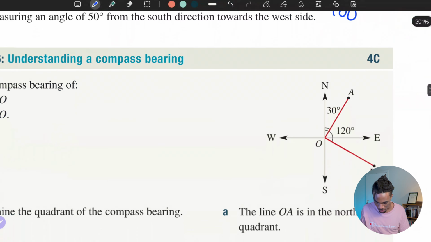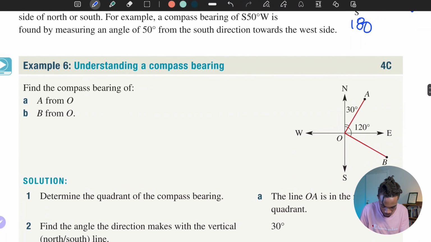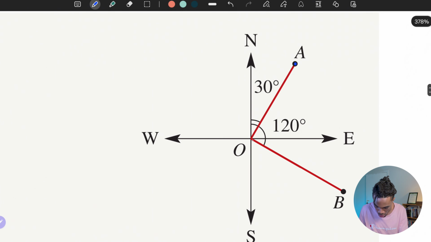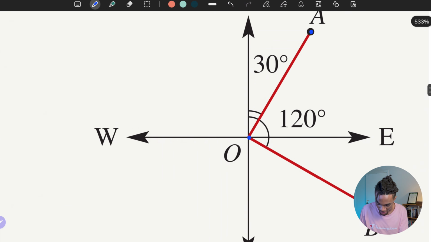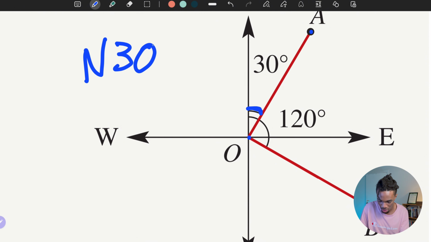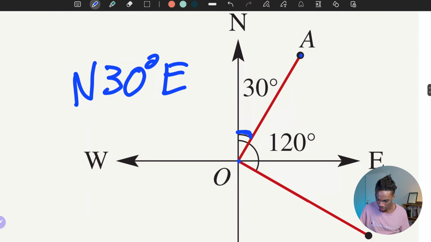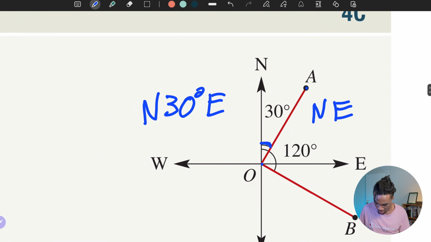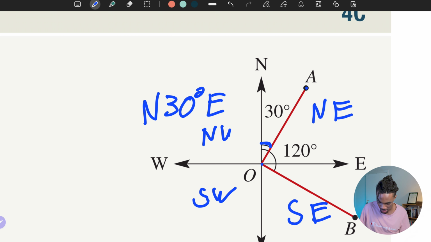All right, let's get into some questions now. Find the compass bearing of A from O. If there's a 30 degree difference from here, we're going to say that it is 30 degrees. So it's north 30 degrees east. When you're labeling compass bearings, you're going to have different quadrants: northeast, southeast, southwest, and northwest. These are your different quadrants, just something to be aware of.